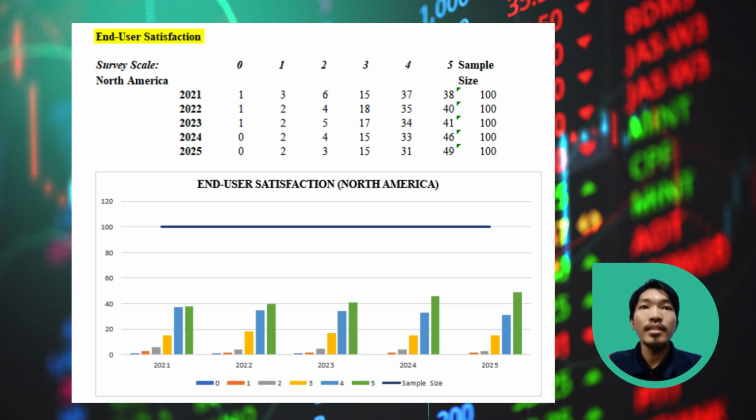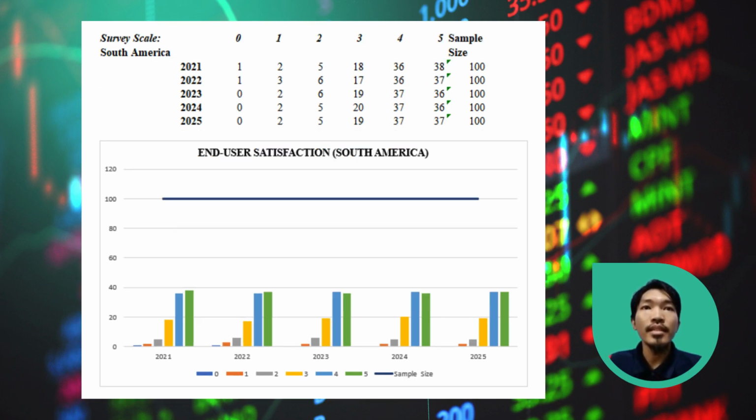In North America, customer satisfaction steadily improved throughout the 5 years and reached the highest rating of scale 5 in 2025. For South America, the highest satisfaction level of scale 5 was first achieved in 2022, while in 2025 both scale 4 and scale 5 were recorded, showing that customer satisfaction remained high.